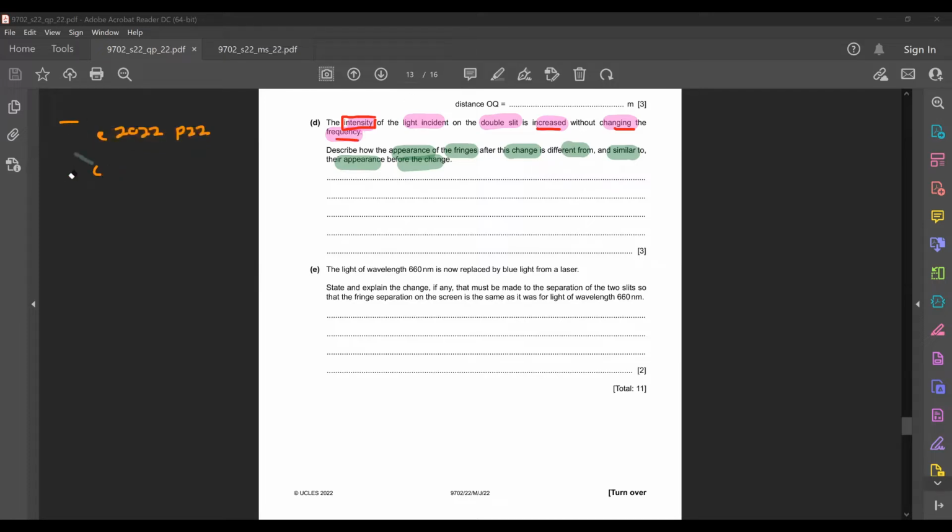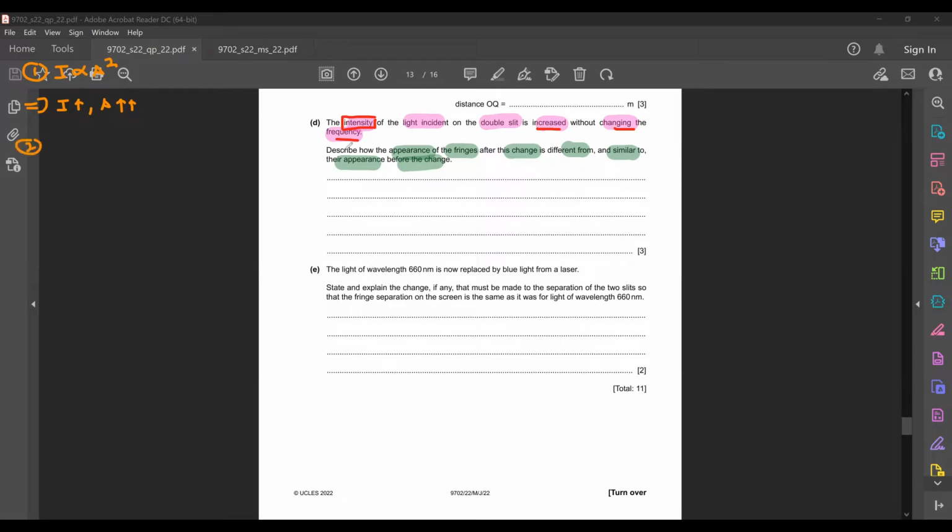Okay, so what's the significance of all this is that we know that intensity is proportional to amplitude squared. This is something that we learn in waves. So when intensity increases, the amplitude would increase, and it will be doubled because it's squared. Okay, so this is the significance of the first statement.